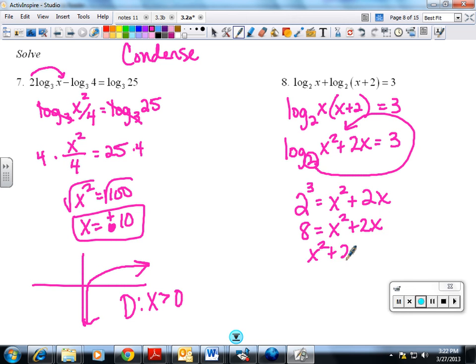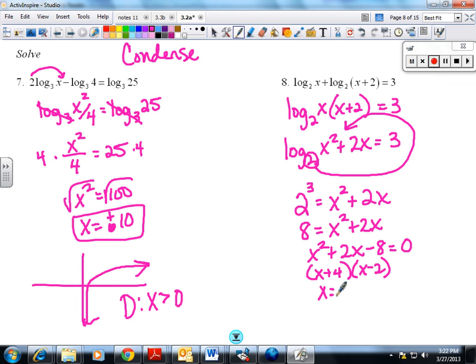X squared plus 2x minus 8 equals 0. So that would be x plus 4 and x minus 2. I get x equals negative 4 and x equals 2. I throw this one away because it's negative, and if I put a negative in here, I'd be taking the log of a negative number, so I get x equals 2.